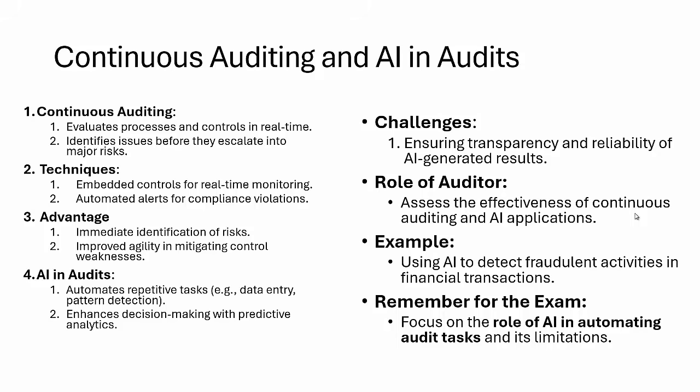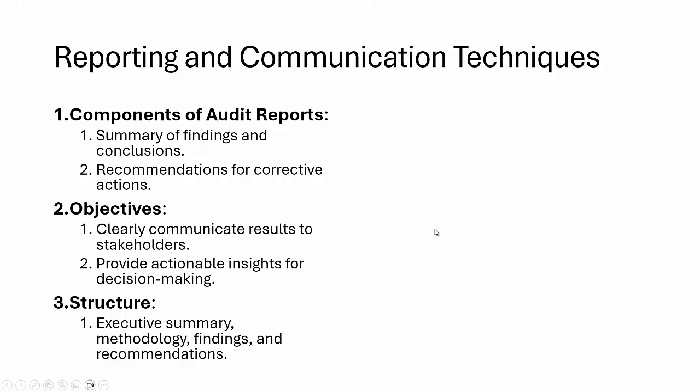So that's an example we have. So we have to focus on the role of AI in automation audit tasks, and you also need to know the limitations. Once you're done with the audit, the next thing is to report the audit's results. The one important document that you prepare is called an audit report.